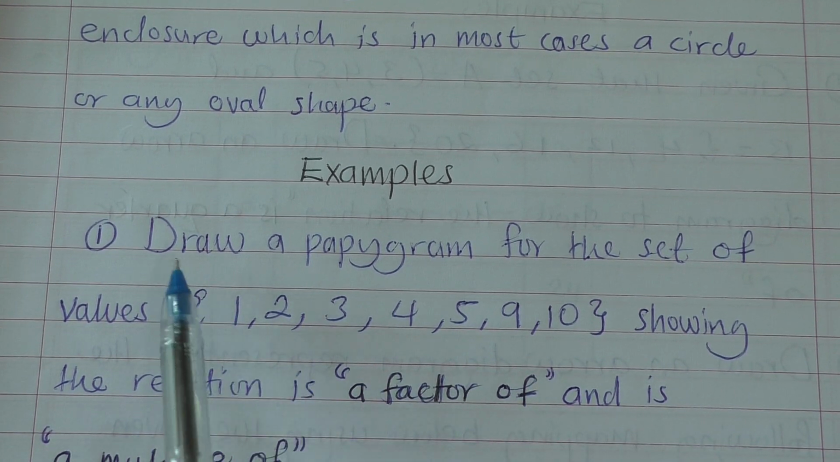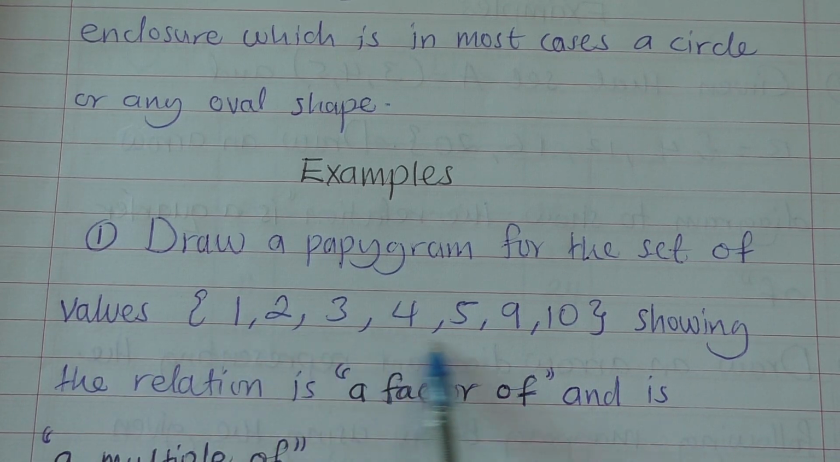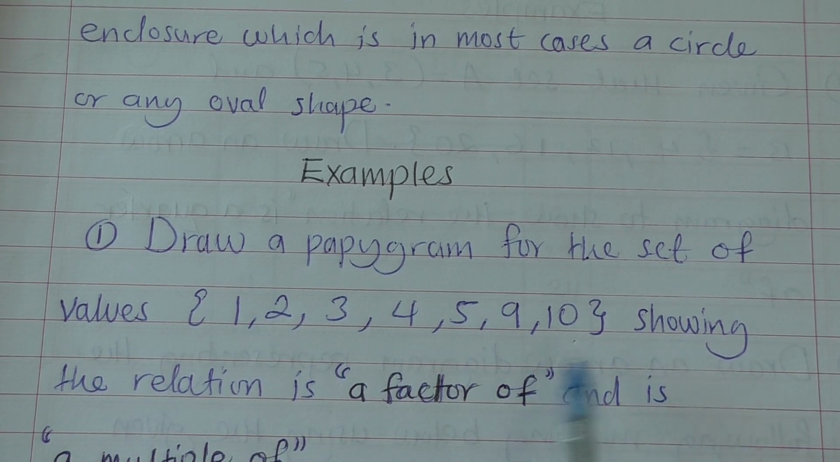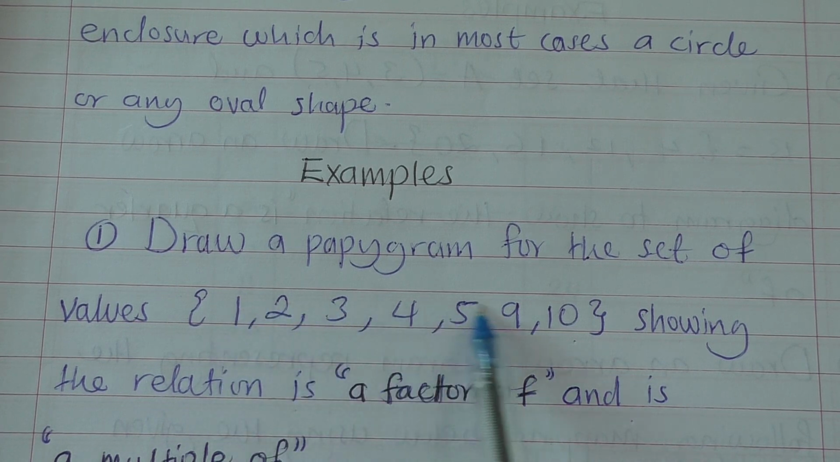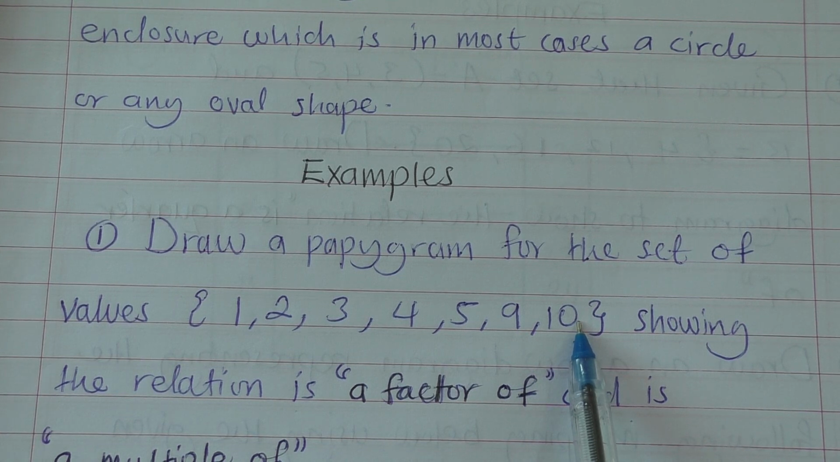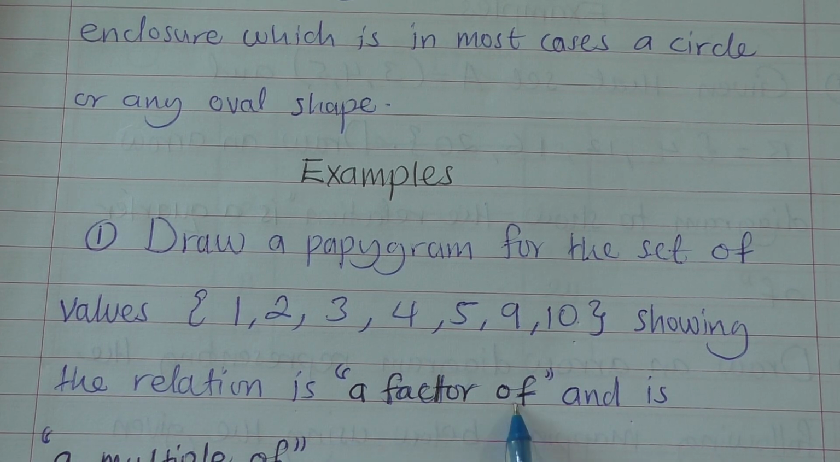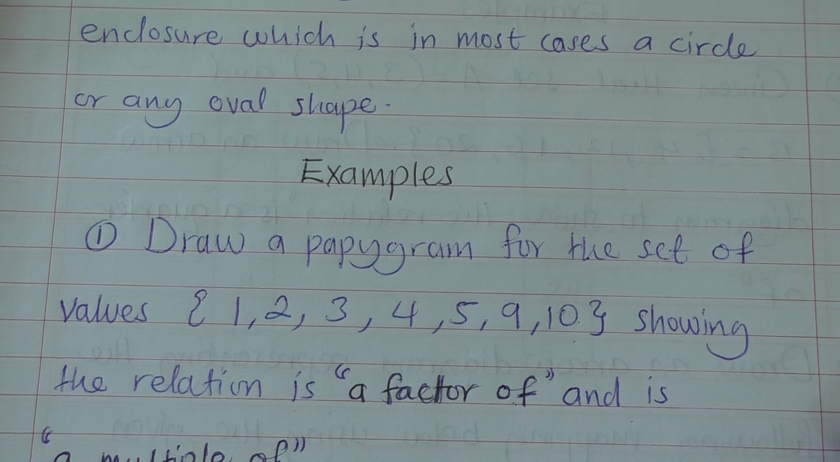example 1 says, draw a papygram for the set of values. This is the set of values showing the relation is a factor of. Meaning, in this set, we have numbers that are related by this relation. So, if we are to represent this relation on a papygram for this set, this is how we shall do it.